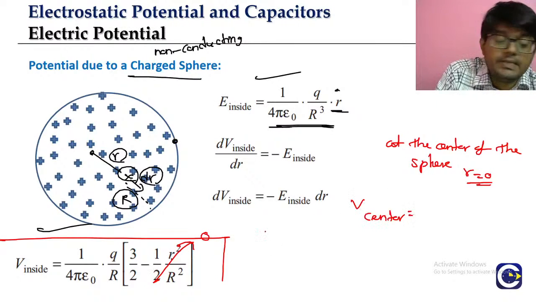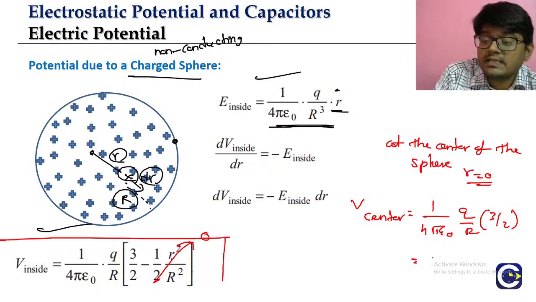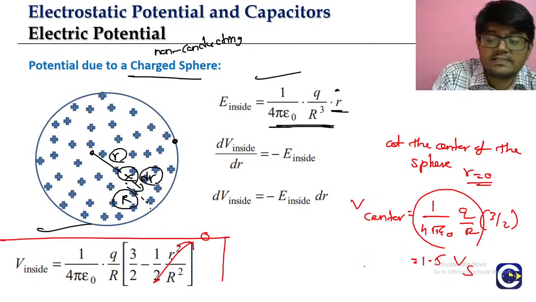The potential at the center will be equal to 1 by 4 pi epsilon naught q by r into 3 by 2. You know what this is? 3 by 2 means 1.5. This is 1.5 times the potential on the surface. So it's a very standard result.